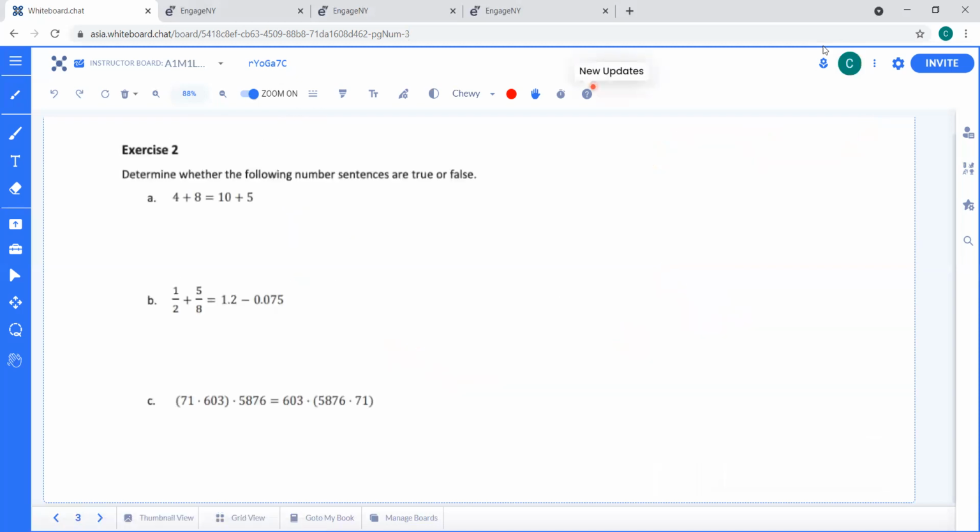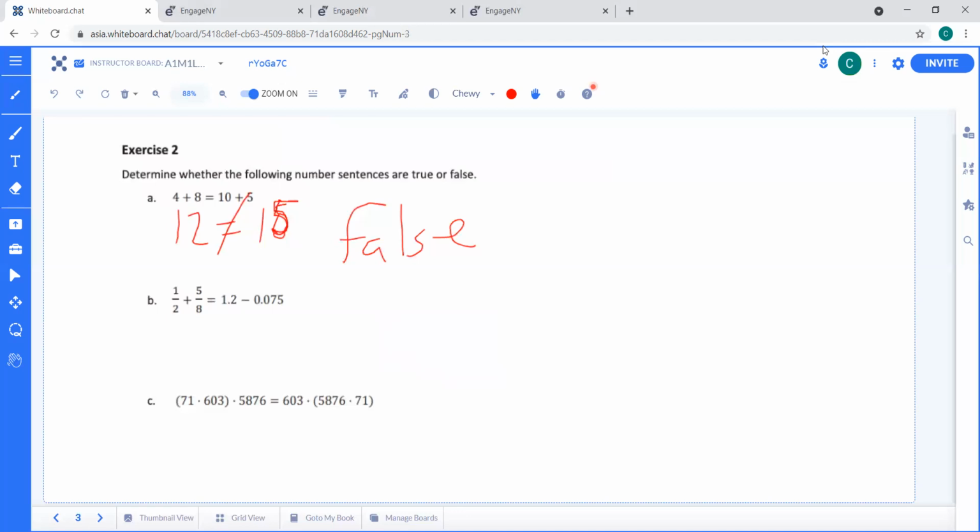All right, determine whether the following number sentences are true or false. Well, we have to combine like terms first. Is 4 plus 8 equal to 10 plus 5? Well, 12, sorry, that is not. So that is false.